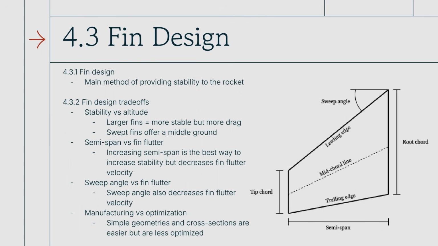And then lastly, you can talk about manufacturing versus optimization. Oftentimes, the best fins aren't the easiest ones to make. So simple geometries and cross sections are often prioritized in model rocketry because they're easy to make, but they're not always the most optimized. For example, our fins just have a plain rectangular cross section. We don't do anything to the cross section. But if we really wanted to optimize this, then we would develop an airfoil shape for them to see which would get us a lot less drag on the vehicle. But obviously those are a lot harder to make.